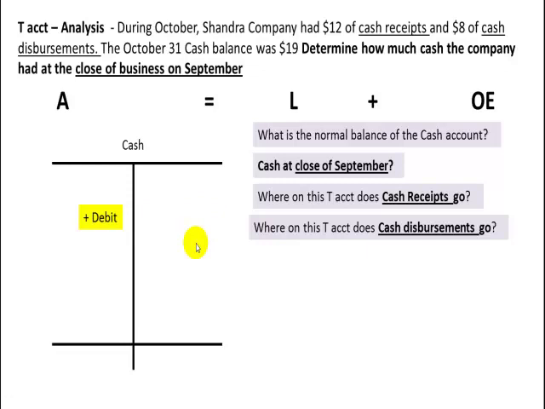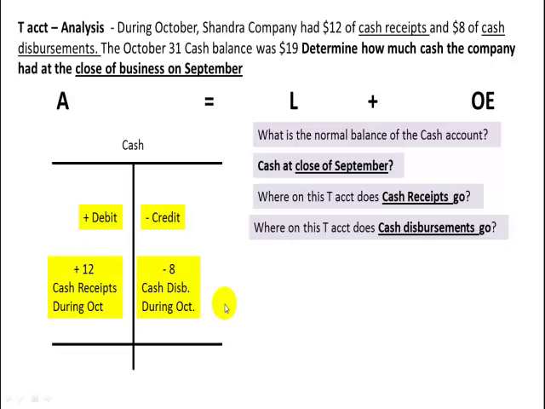Okay, so debits will increase the cash account, credits will decrease the cash account, and let's plug in that $12, where we have cash receipts of $12 during October. That's going to be on the debit side. That's going to increase the cash account. The $8 worth of cash disbursements are going to decrease the cash account.